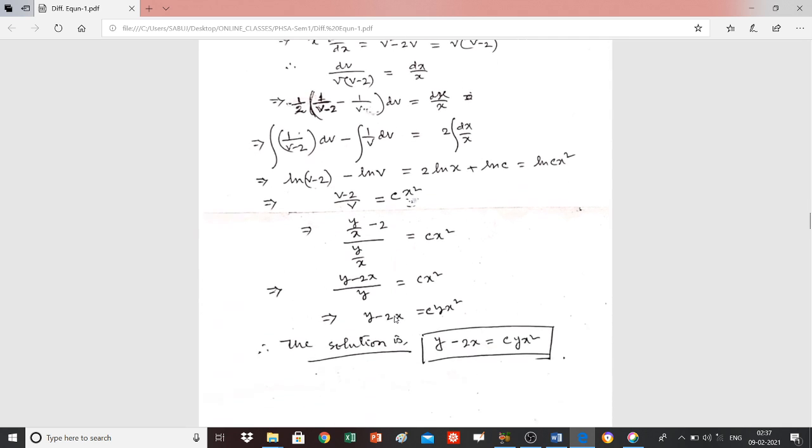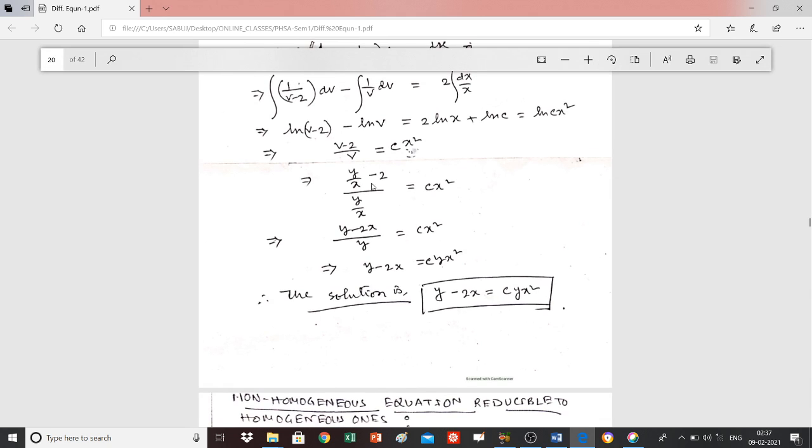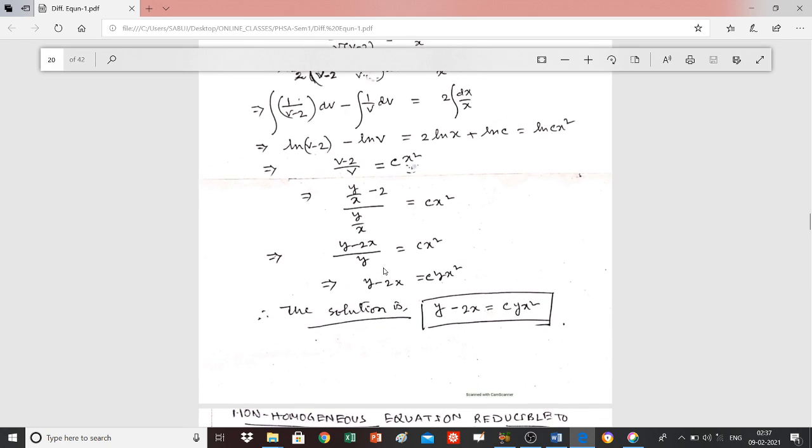And now the time has come to substitute the value of v as y by x. So do it, and after doing it you have finally obtained y minus 2x over y is equal to c x square. And from here y minus 2x is equal to c y x square.